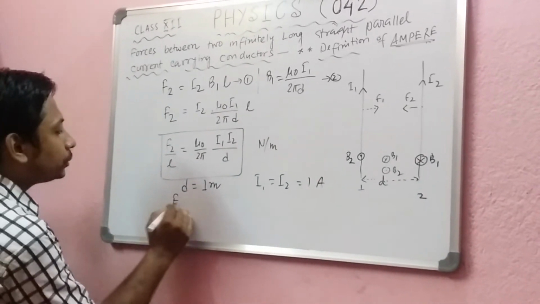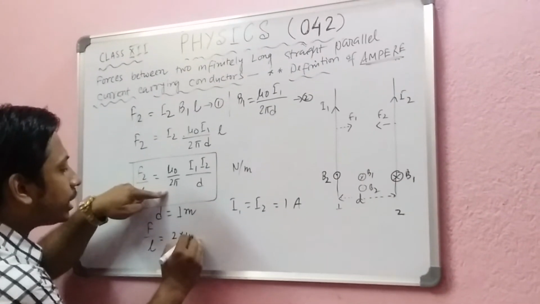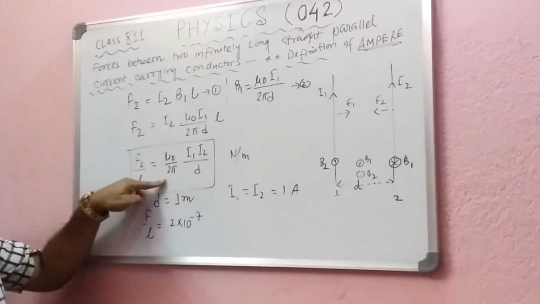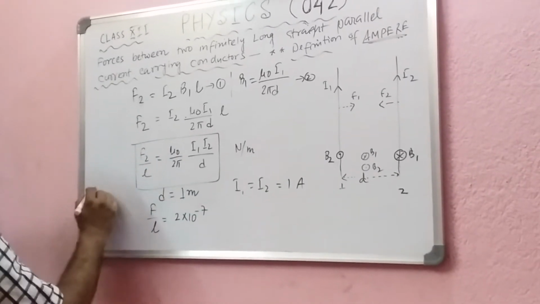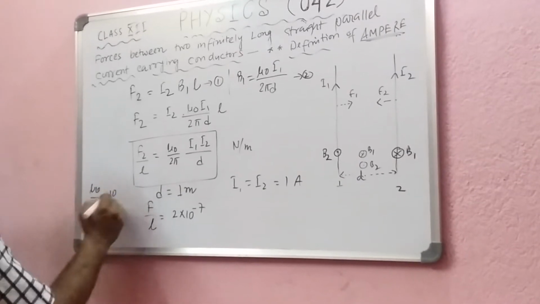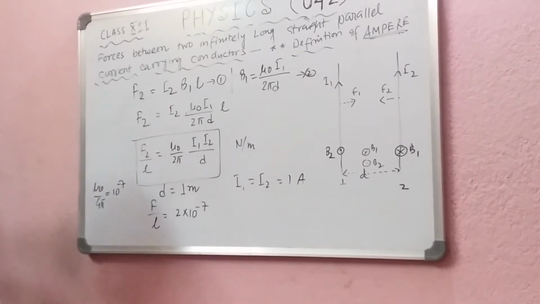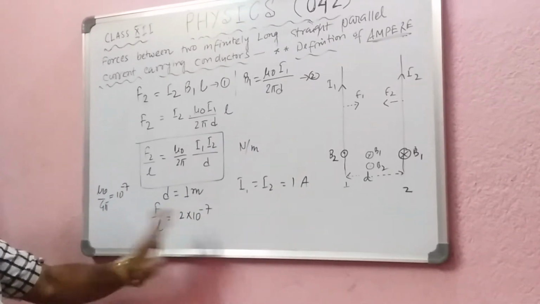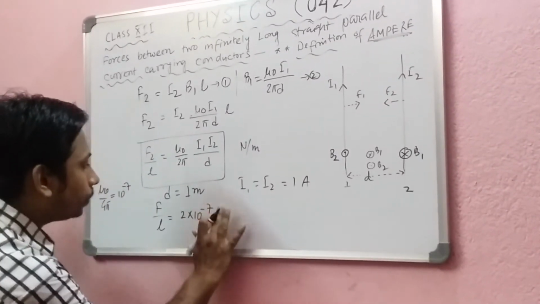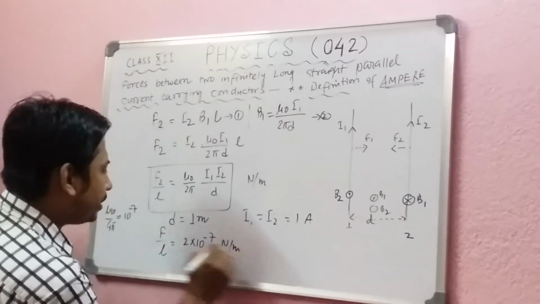Then force per length will be mu 0 by 2 pi. Do you know the value of mu 0 by 2 pi? 2 into 10 to the power minus 7. Mu 0 by 2 pi. Why? Because mu 0 by 4 pi is 10 to the power minus 7. So mu 0 by 2 pi is 2 into 10 to the minus 7. Am I right? So 2 into 10 to the minus 7 into I1, I2 which are 1, and d also 1. So only this, Newton per meter.